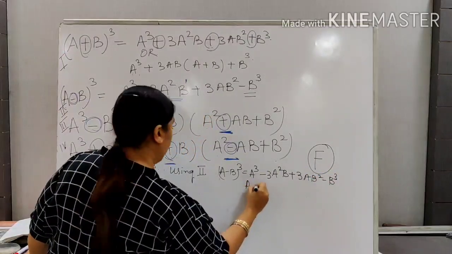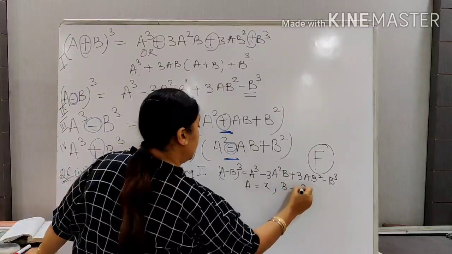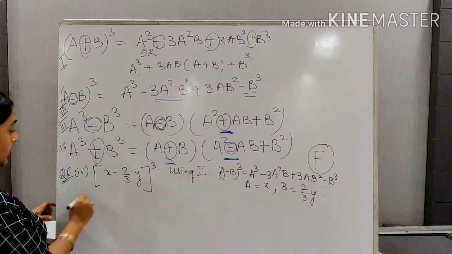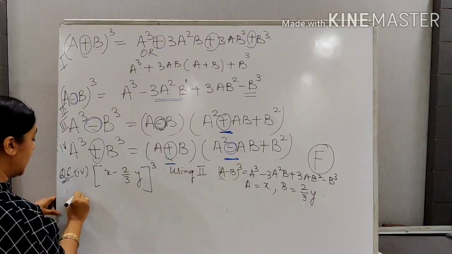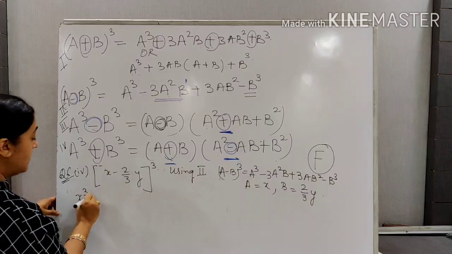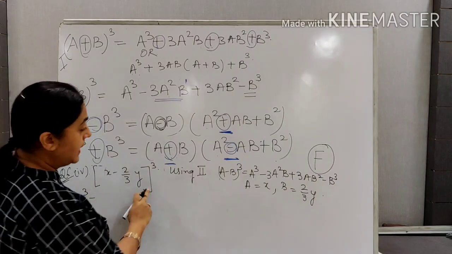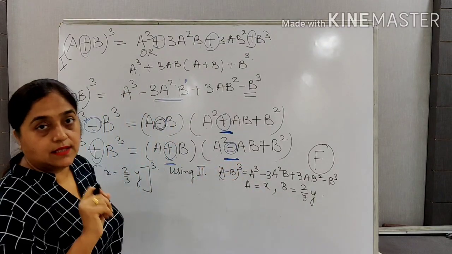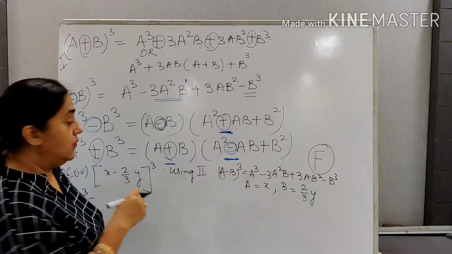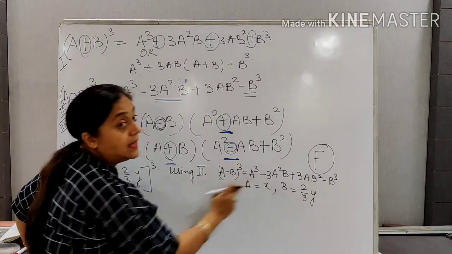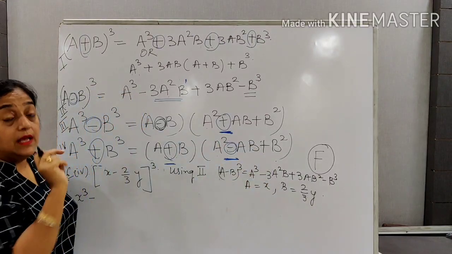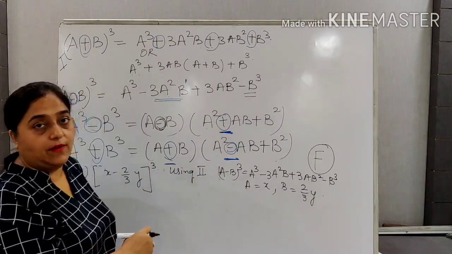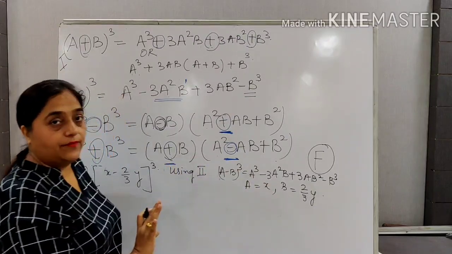What is my a here? a is x and b is 2 by 3y. Right? So what will you do? (a minus b) whole cube, it is a cube, that is x cube, minus, in the formula. See, we have taken this negative sign in the formula. So that is why I have taken b positive. This is a common mistake students do. What they do, they take b negative here and then keep putting it in. You don't have to do like this. We have already used this negative sign in the formula itself. So we will take here b positive, right?